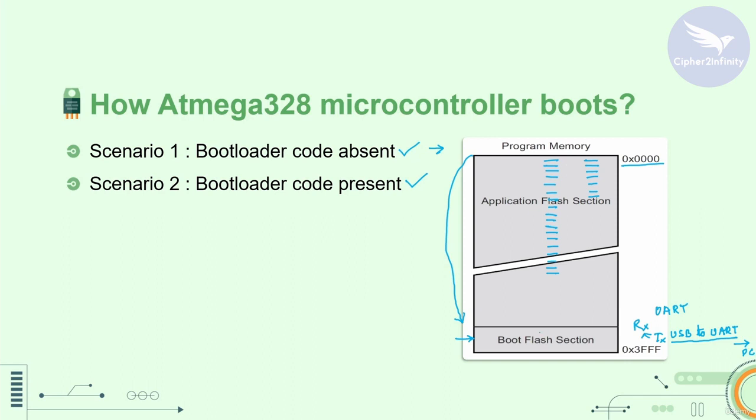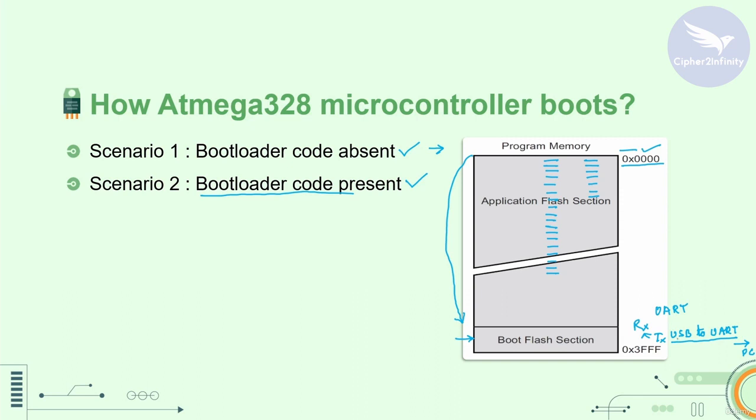Once the entire code is programmed in this application flash section, this code is going to jump directly to this particular location, which is 0x00, and start executing the code written in the application flash section. So I hope this point is clear to you, how exactly the microcontroller behaves once the bootloader code is programmed in the microcontroller.